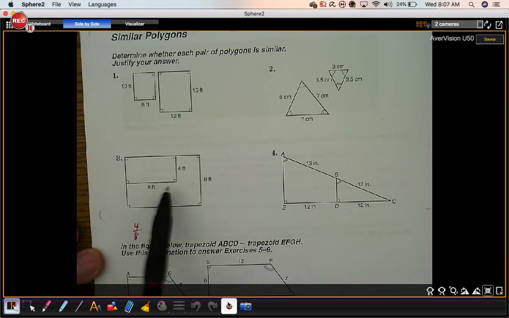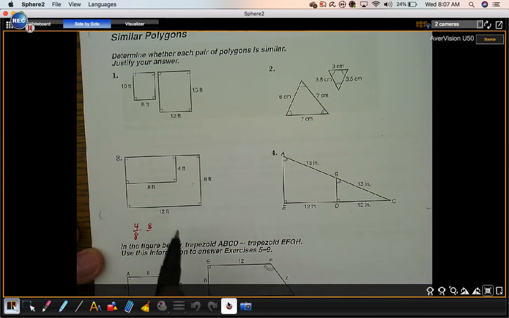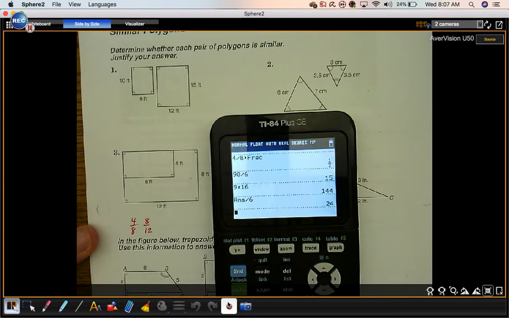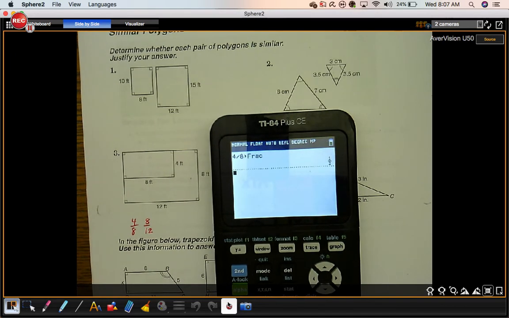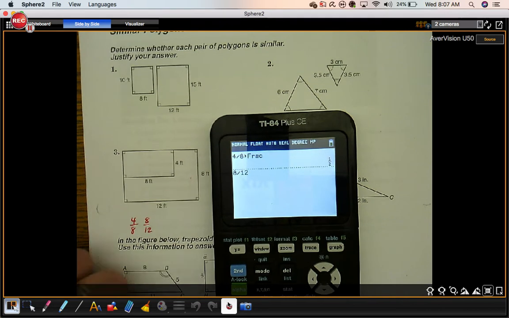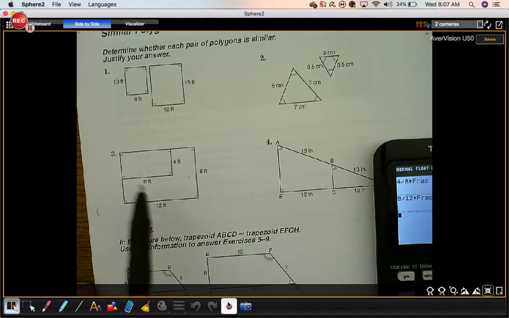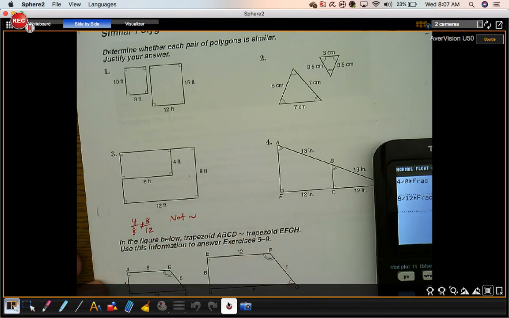Then I'm going to compare the biggest side on the small figure with the biggest side on the biggest figure. Does 4/8 equal 8/12? I think a lot of you probably know that answer already. 4/8 is 1/2 clearly. 8/12, definitely not 1/2. These are not equal. So if those side lengths are not equal, the side lengths are not proportional. So these are not similar because the sides are not proportional.